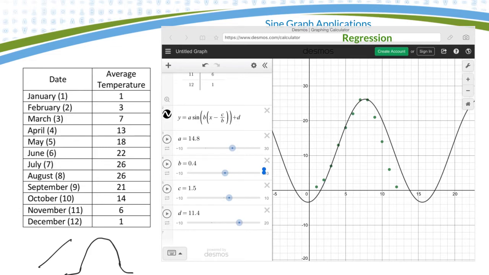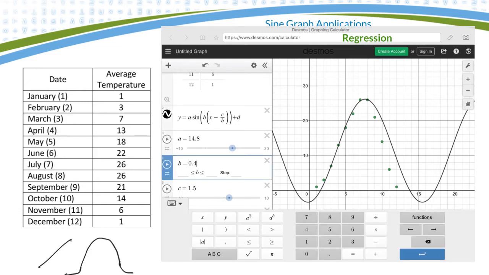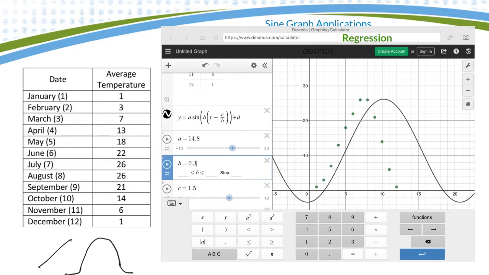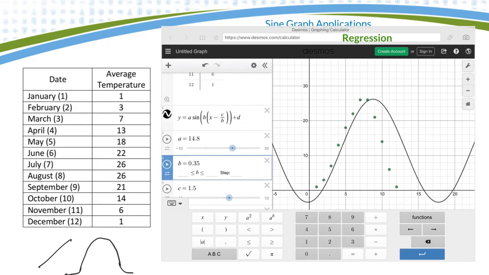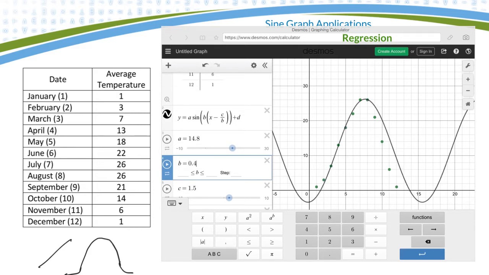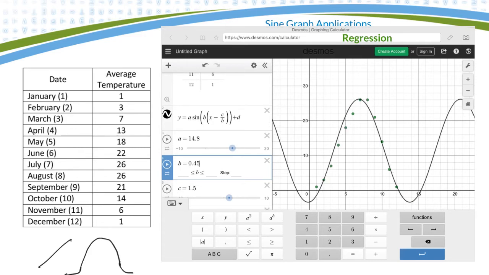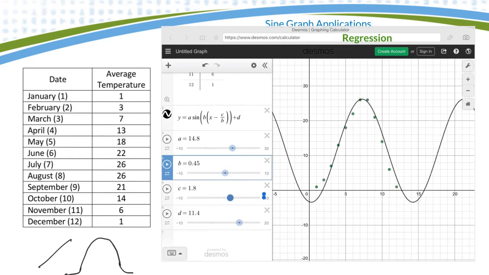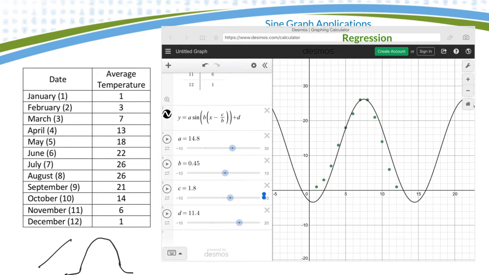Now, if you don't like where it's at and you can't really find a spot, you can tap in there and then type a number out. Like 0.35 maybe? No. How about just 0.3? No. 0.4? A bit more, 0.45. That might be pretty close. Okay, maybe C value, move over just a little bit. Now, it's not perfect, but I can't play with it too much more.